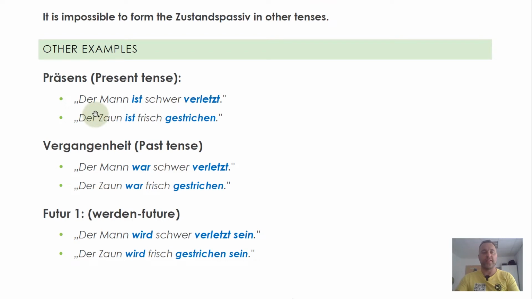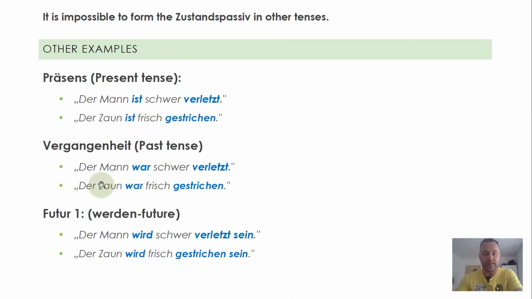Present tense, we spoke about that already. Der Mann ist schwer verletzt. So it's sein plus past participle. And you can add some more specific adjectives here in between, for example, or other stuff, whatever is necessary to give all the information. So: der Zaun ist frisch gestrichen. So the fence is freshly painted. The man is heavily injured.